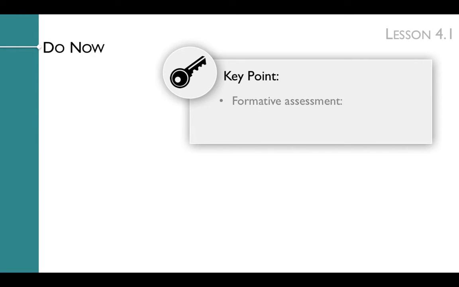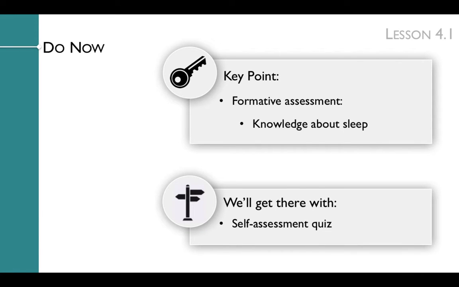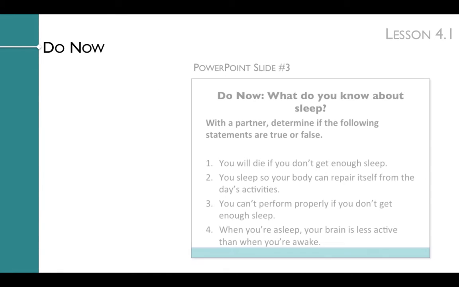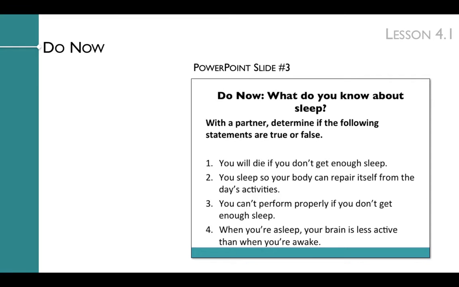The key point of the Do Now is to serve as a formative assessment of your students' knowledge about sleep, as well as to engage them with the phenomenon of sleep, which we'll be using throughout Unit 4 as our example to discuss the neural circuit. We'll get to this key point with a self-assessment quiz. In the Do Now, students determine whether 4 statements about sleep are true or false with a partner. You'll discuss this Do Now within the lesson's discussion.